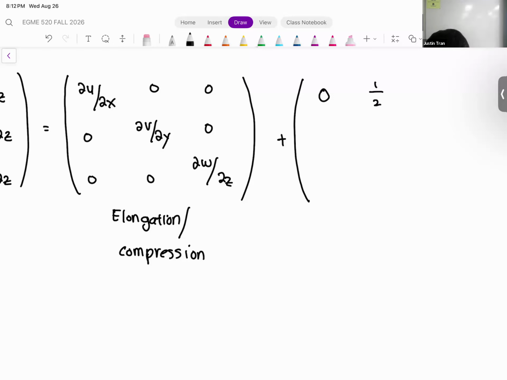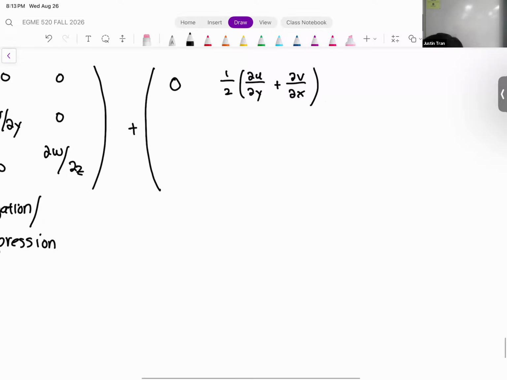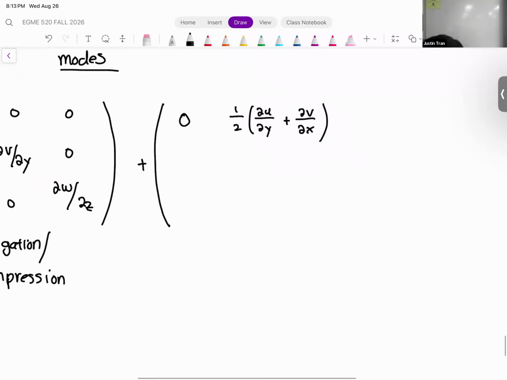But it has components in all the off diagonals. So this one's going to be 1/2 partial u partial y plus partial v partial x. Next entry is in the third column of the first row: 1/2 partial u partial z plus partial w partial x.